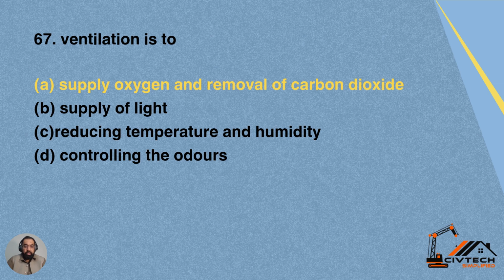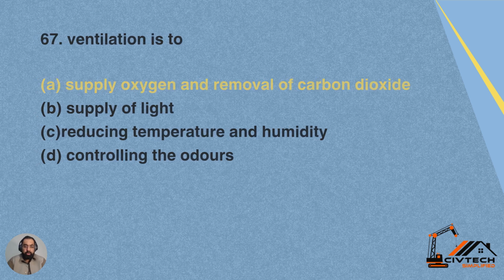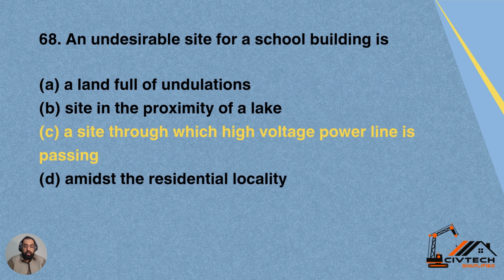Then we have question 67. Ventilation is to number A, supply oxygen and removal of carbon dioxide, B, supply of light, C, reducing temperature and humidity, D, controlling the odor. So ventilation we already discussed in detail in previous videos. It's the supply of oxygen and removal of carbon dioxide. So option A is correct for this question.